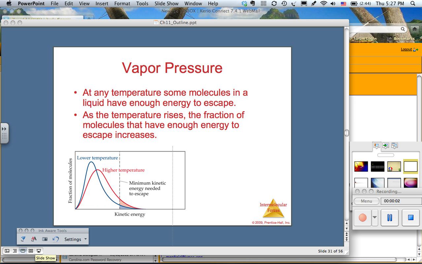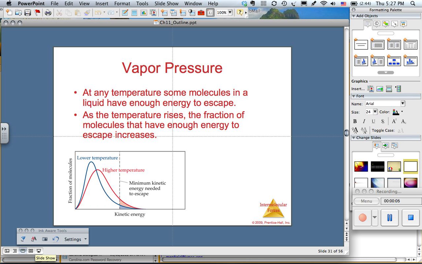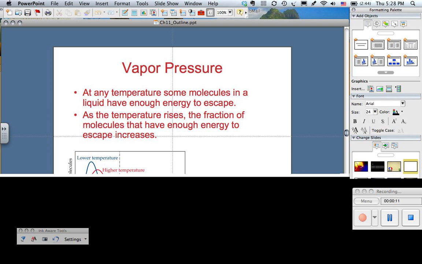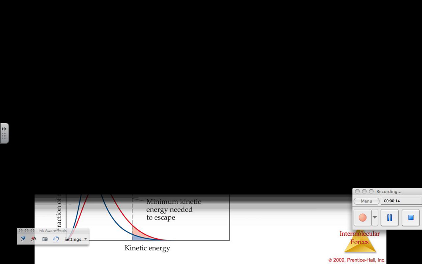All right, let's get started here. We're getting into section 5 and 6. So we're going to be talking about vapor pressure and looking at phase diagrams.